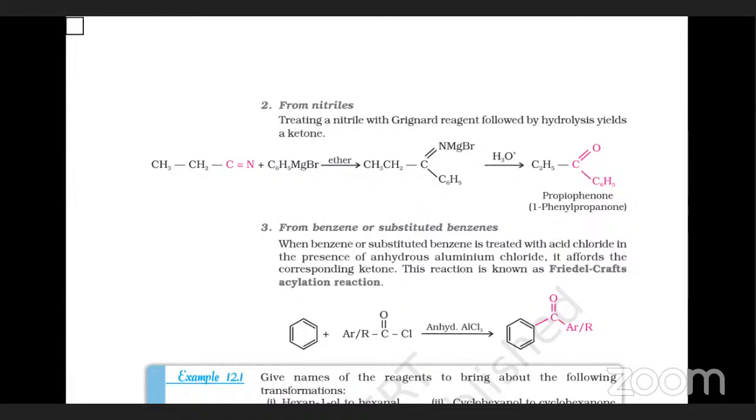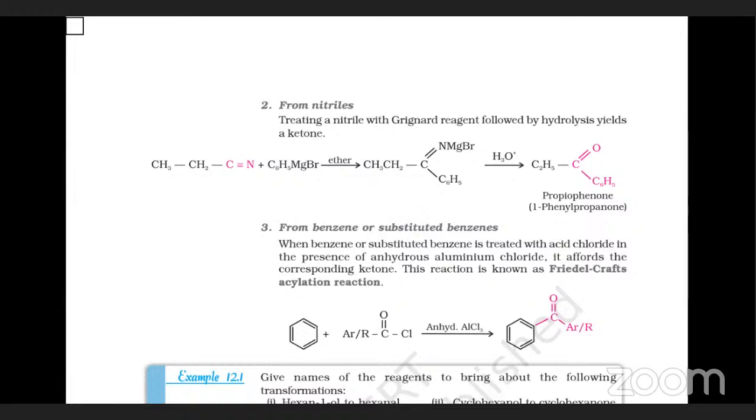So because of that reason, the positive group, which is MgBr, is going to be attached on the nitrogen, and the alkyl group, the phenyl group, is going to be attached on the carbon. So because of that reason, with the double bond, NMgBr is formed. After that, the second step, everywhere if you are observing, they undergo hydrolysis only.